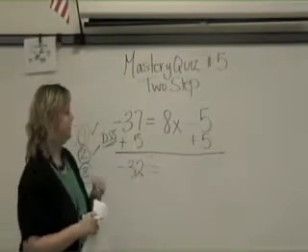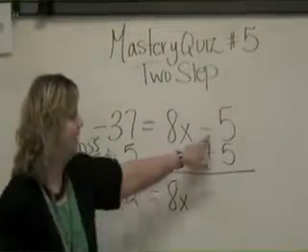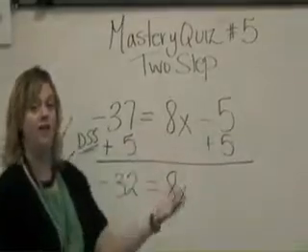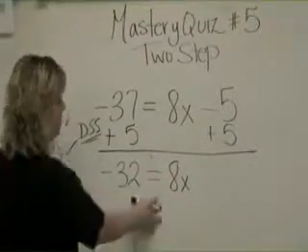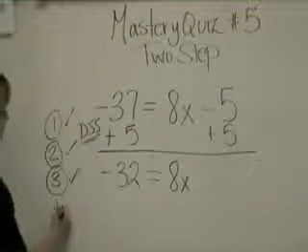Okay, now I look on the other side. 8x is definitely still there. I've got negative 5 plus 5. And we all know that that's 0. So this is what I'm left with. Step 3 is complete. Let's move on to step 4.